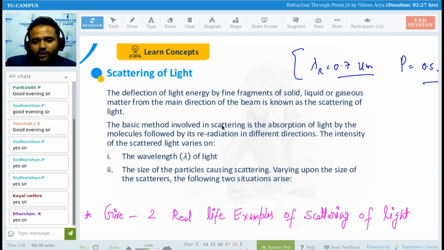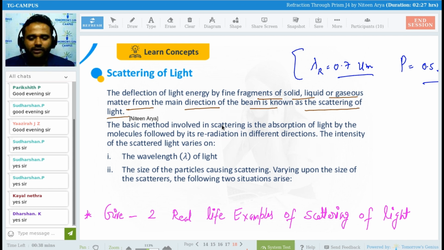So that is the same thing written over here: the deflection of light energy. Deflection means it is going to deflect. Deflection of light energy by fine fragments of solid, liquid or gaseous matter from the main direction of the beam is known as scattering of light. And due to atmospheric small dust particles, we see this blue color, or a mix of blue or violet, which is the sky blue, because in our atmosphere the atmospheric dust particles are at the order of wavelength which is violet or blue. Okay.